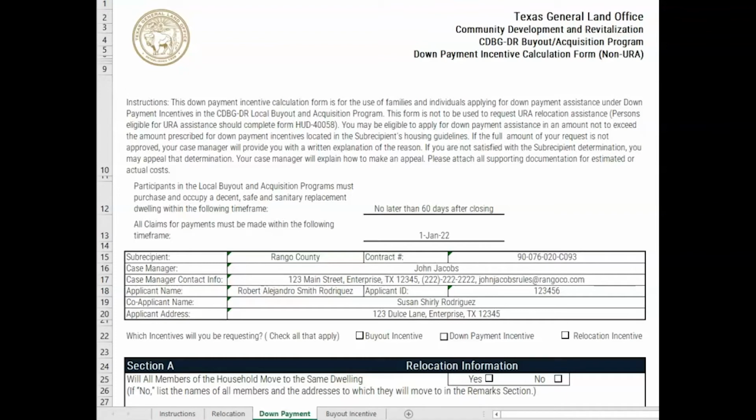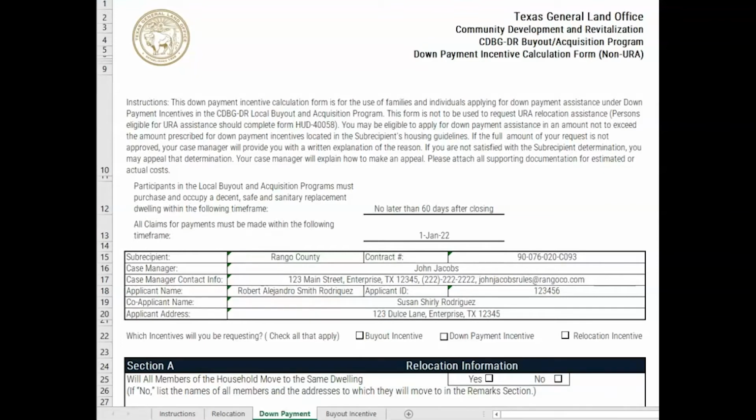In the table below, the subrecipient should input the subrecipient name, the GLO contract number according to the GLO contract, the subrecipient case manager working with the applicant, the contact information of the case manager, the applicant name, the applicant ID, which is the Tiger project ID. This number will be generated in Tiger when the applicant's project is created and the left side checklist and application are uploaded. The co-applicant name, if applicable, and the address of the buyout or acquisition property.